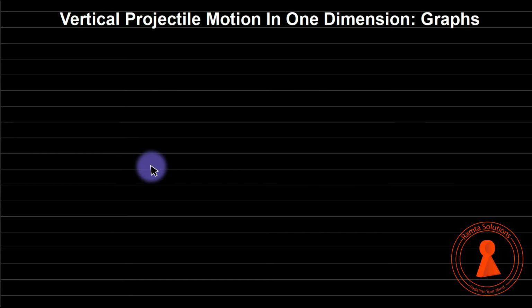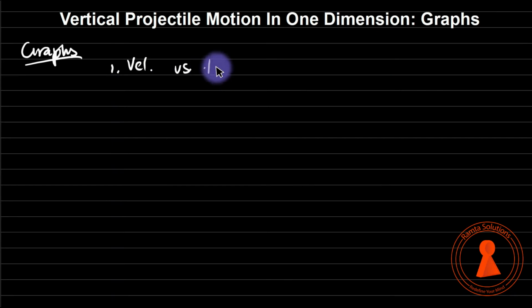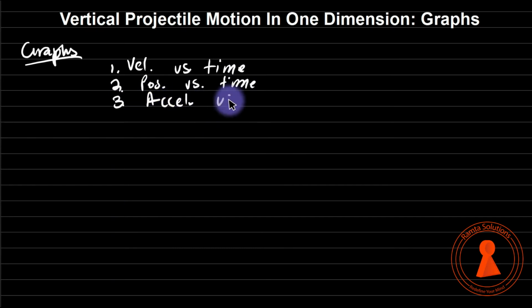Remember, in this topic you plot the graphs that we talk about. You plot velocity versus time. You plot position versus time. You also plot acceleration versus time. Right, so these are the graphs that we are going to look at. However, today we're going to focus on this one here.